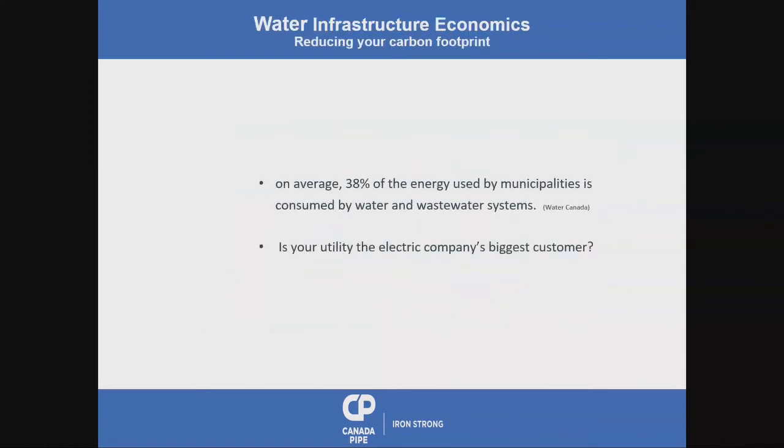So on average, 38% of the energy used by municipalities is consumed by water and wastewater systems. So what does that mean exactly? Well, it means that they're the biggest customer of the electricity. They're pumping the most water, and they're using the most energy to pump that water. So if we can increase the size of the diameter of the pipe, we can pump more water through and use less energy. That's really important when you're talking about it.